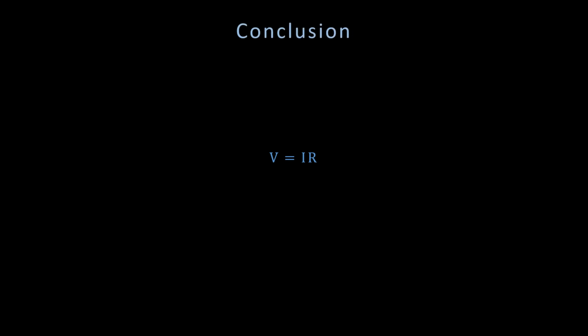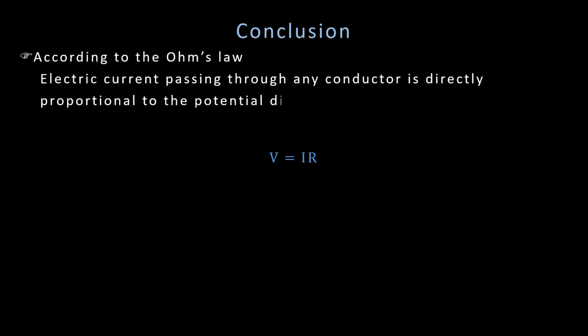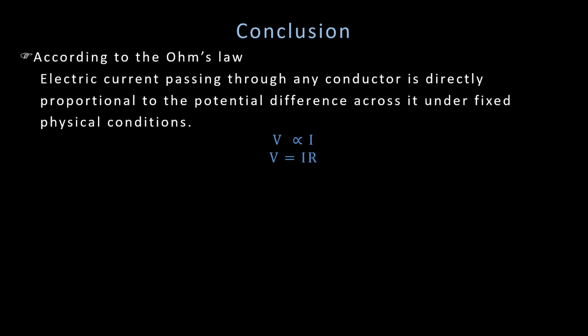So let us conclude now. So now we know that according to Ohm's law, the electric current passing through any conductor is directly proportional to the potential difference across it, and hence we can say that V is proportional to I, but be careful, it is applicable only under fixed physical conditions. And what do you mean by fixed physical conditions? We are not changing the material of the conductor, we are not changing temperature or pressure. In that case, V is proportional to I. Remove proportionality, what do you get? You get a constant called R. What is R? Resistance of the conductor.